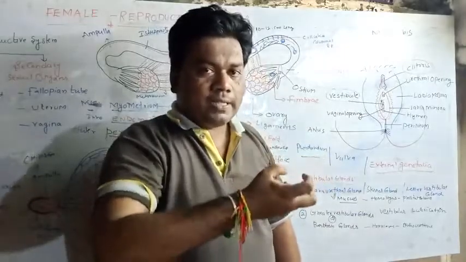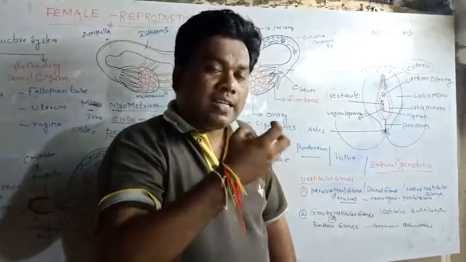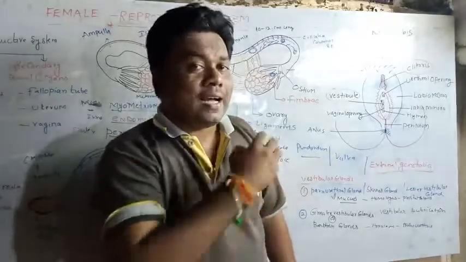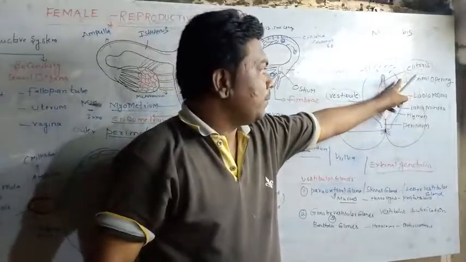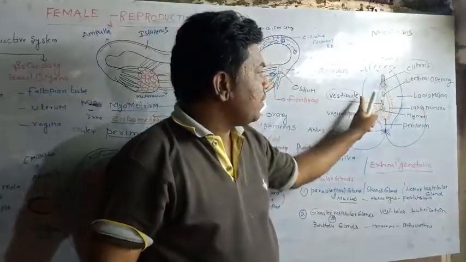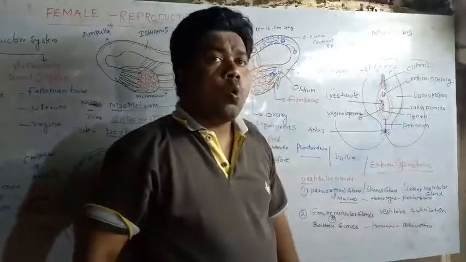It gets the stiffness because it has erectile tissue like the penis. That's why it is called homologous to the penis, right? And in front of the vestibule, or the anterior portion of the vestibule, there is a round fleshy bulged region.